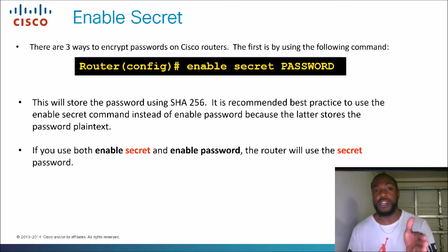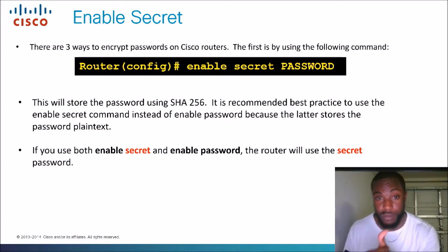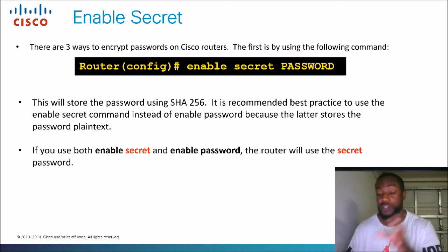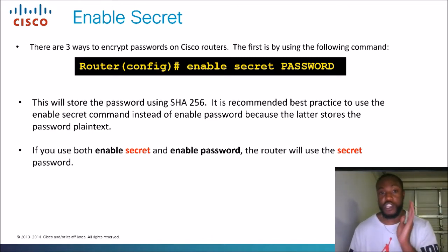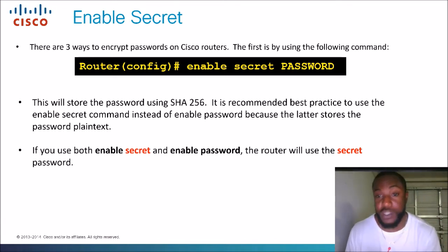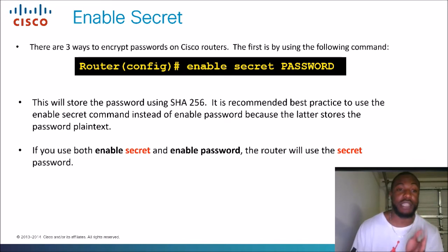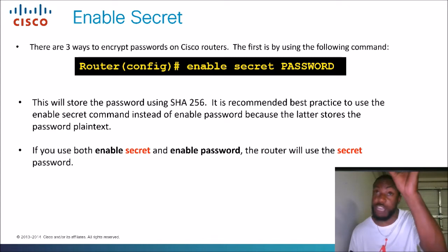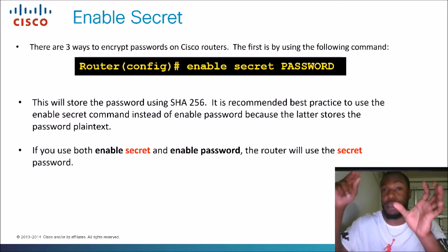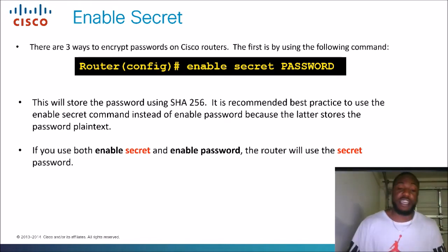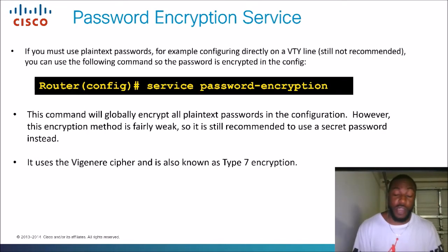It'll store the password. It's best to use enable secret though. The thing with enable password is you can see the password in plain text. That's why we use enable secret. This will store the password using SHA-256. It's recommended best practice to use enable secret instead of enable password because the latter stores the password in plain text. If you use both, you can have both an enable secret password and an enable password. By default, it'll use the enable secret password because it's more secure. It's a good thing that Cisco did that. That's the first way of encrypting passwords.